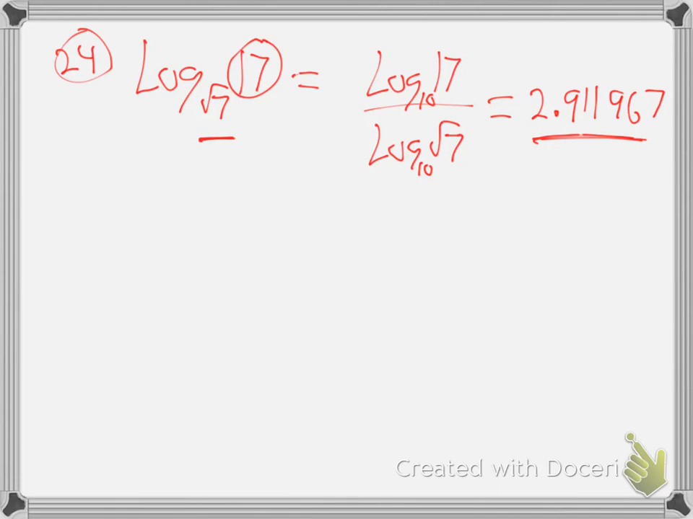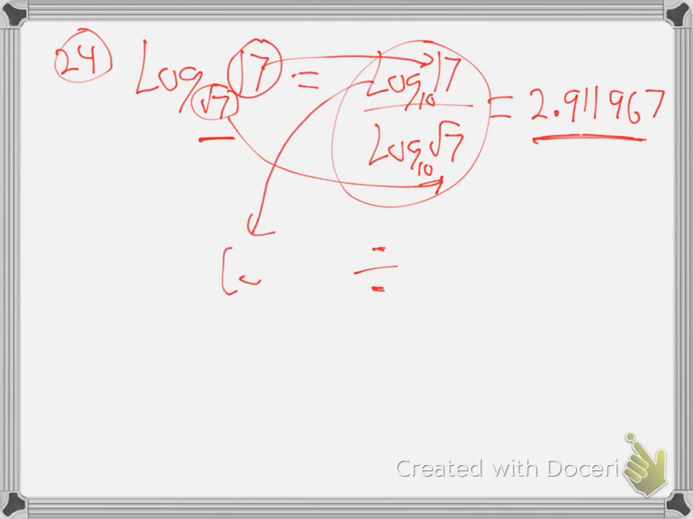This one, the one that's a little higher up, I say top goes top, and the one that's lower goes lower, right? Top goes top, lower goes lower. So if you were to write this out as a division, who would have to come first? This guy. Log 17 over log root 7.